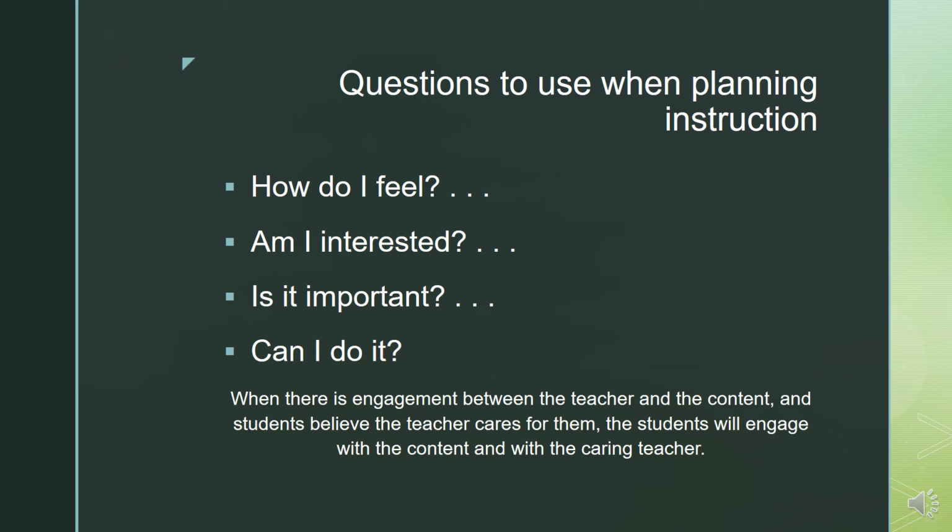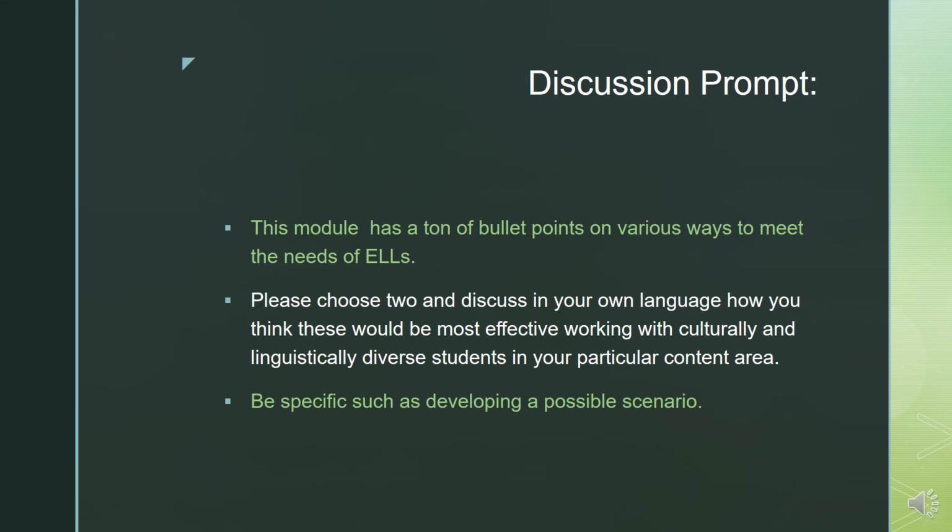So just to look at that, we went over a lot of things. Here's our discussion prompt. As it said, this module has a ton of bullet points and various ways to meet the needs of ELs and students in general. So what I want you to do is choose 2 and discuss in your own words how you think these would be the most effective working with culturally and linguistically diverse students in your particular content area. I want you to be specific on this. I want you to make a scenario and kind of play it out. Please don't be super brief. I'm not asking you for a 2-page paper on this, but more than just a paragraph.